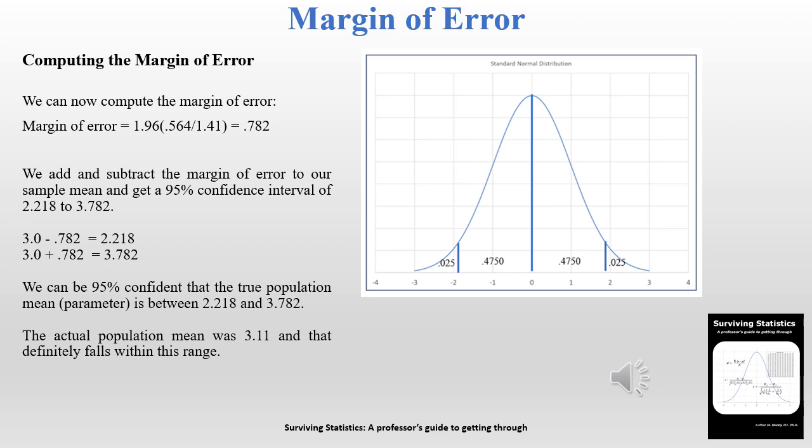Now we're going to subtract that from and add that to the mean that we computed for those two students of 3.0, and then we end up with a range of 2.218 on the low end and 3.782 on the high end. Now we can be 95% confident that the true population mean is between those two values. Well, the actual population mean was 3.11, and so that definitely falls within that range that we computed.